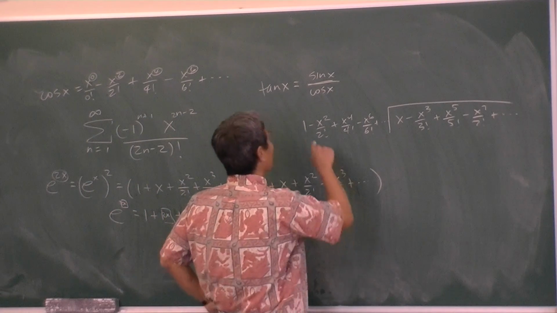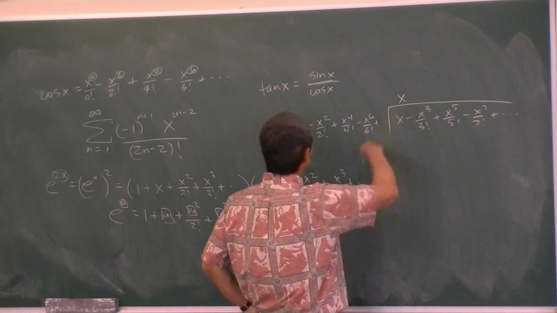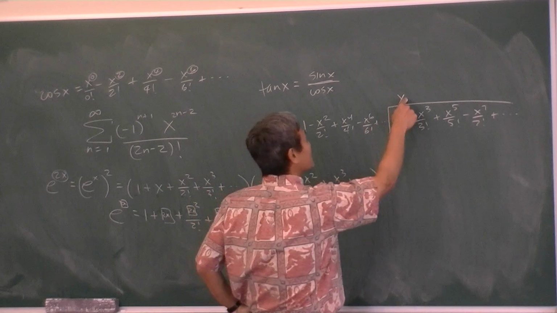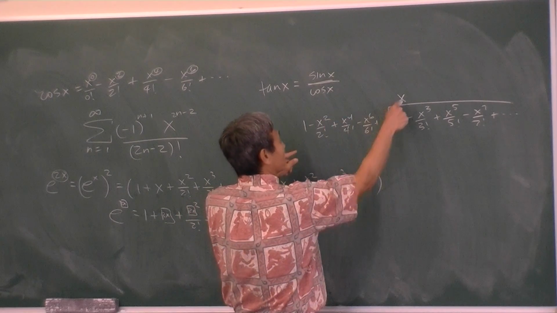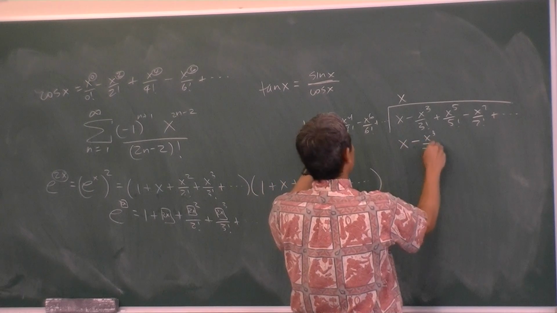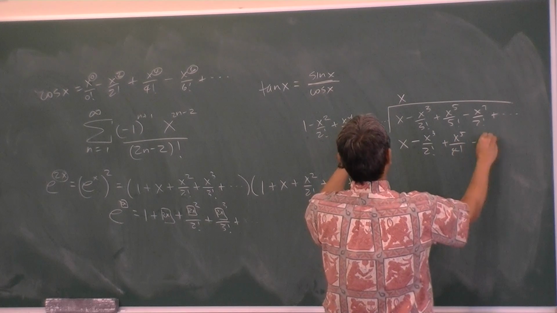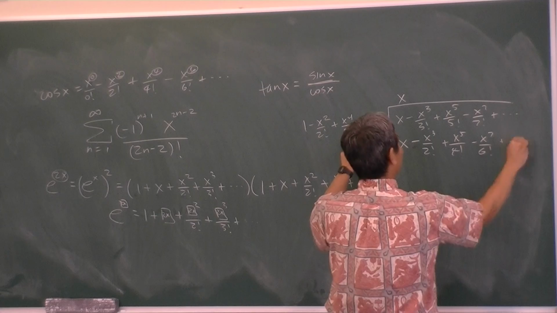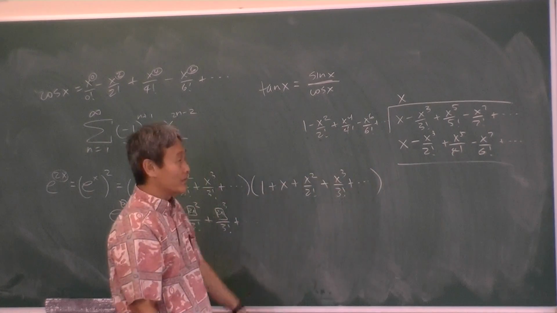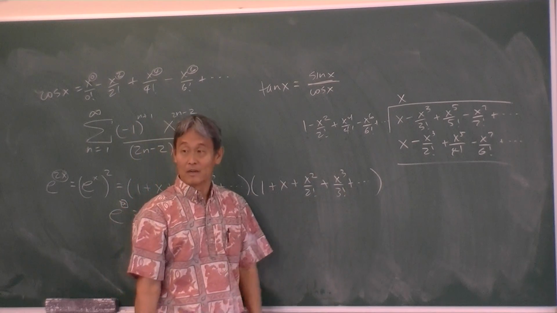Okay, here, I'll start you out. 1 goes into x how many times? X. And then you just keep going. Then you take this and multiply it by the divisor. So this times the divisor, what do you get? X minus x cubed over 2 factorial plus x to the 5 over 4 factorial minus x to the 7 over 6 factorial. And then you subtract, just like regular division. You guys just want me to do the problem right now, don't you?